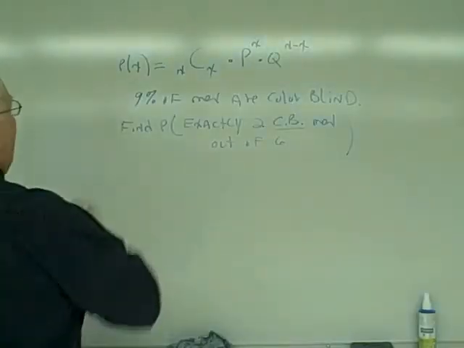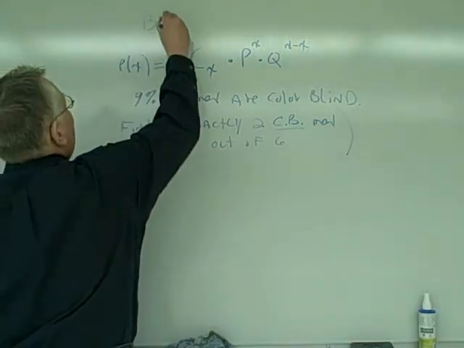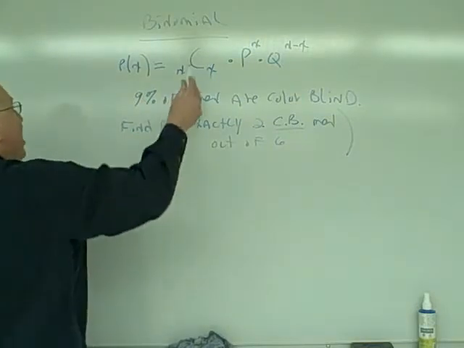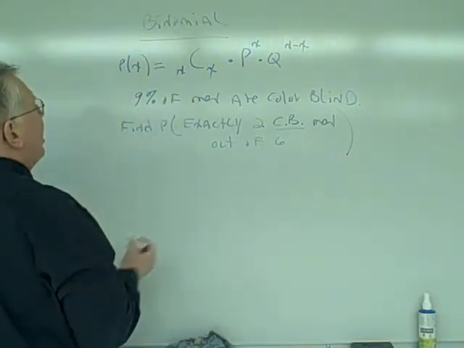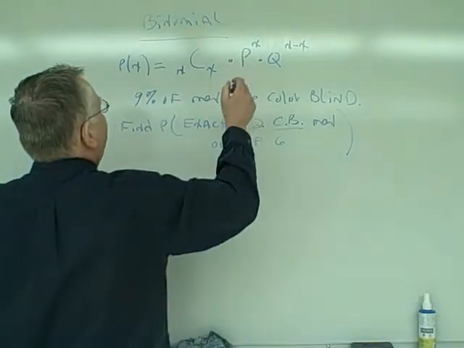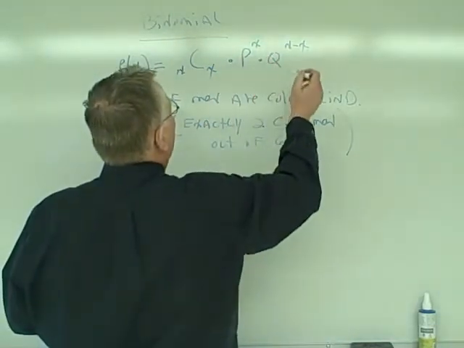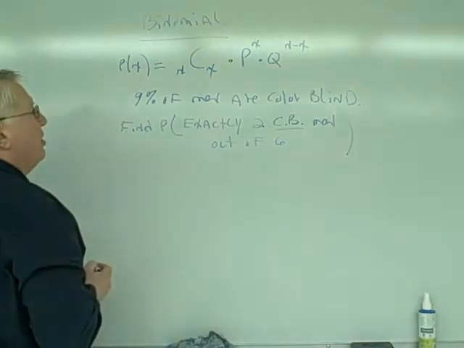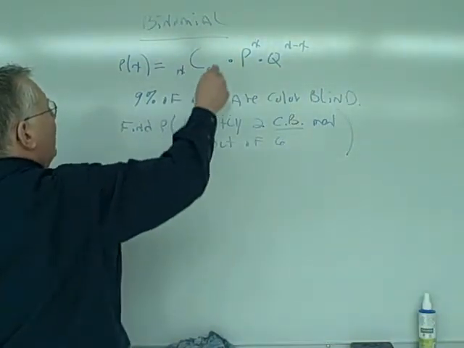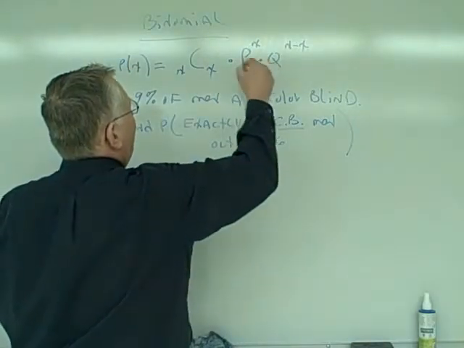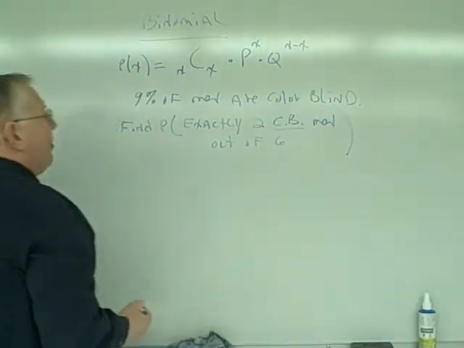Remember our binomial probability formula. Probability of x is the combination of n things taken x at a time times the probability of success to the x power times the probability of a failure to the n minus x power. And this is the number of ways of getting what we want. This is the probability of getting what we want and the probability of getting the opposite of what we want.